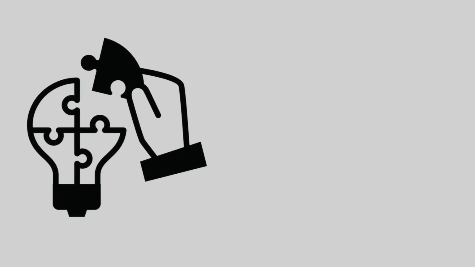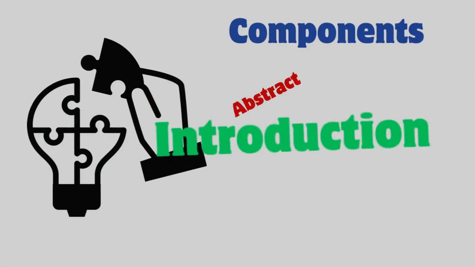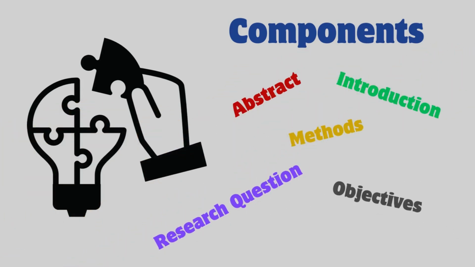So, what are the multiple components of any research proposal? There are multiple parts that should be considered as sections of your research proposal. Among those are the abstract, the introduction, the methods, the objectives, the research question, and the aim. So what do any of these sections mean? What should these sections cover? This is what we will address next.